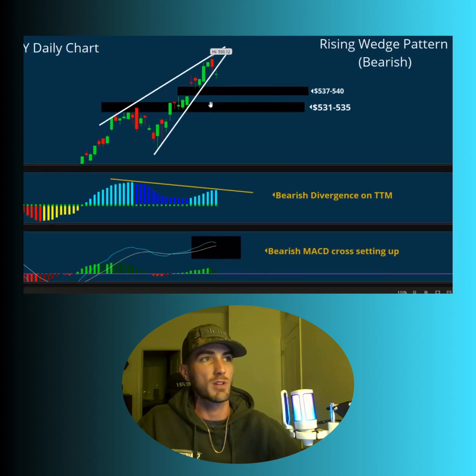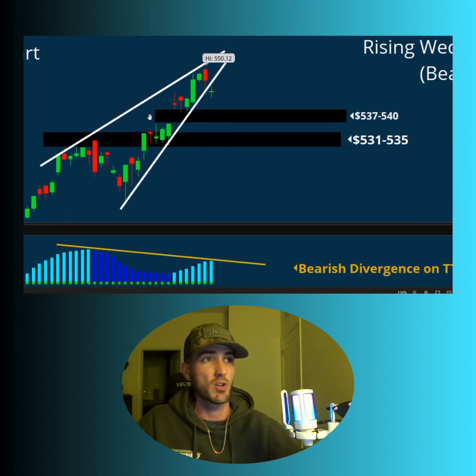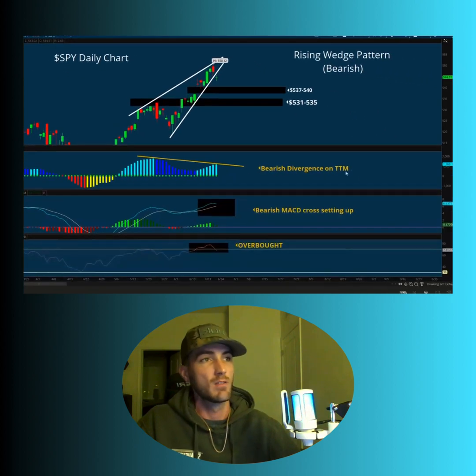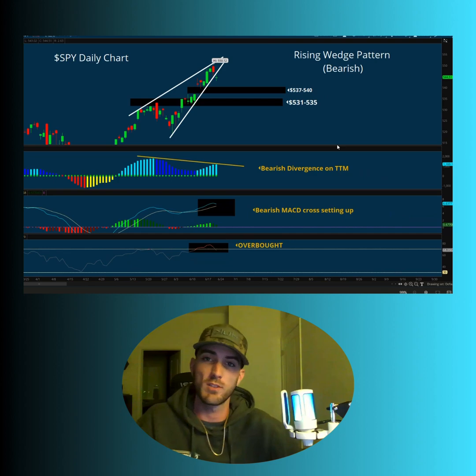So I plotted a few levels we could potentially come down and test. The first one is this gap that was formed. See if we can fill that down to 537. And then the second one, you can see we had resistance that turned into support around 531 to 535. Resistance turned support, support turned resistance. Those are always key levels to watch.